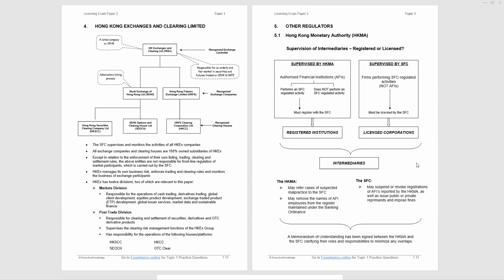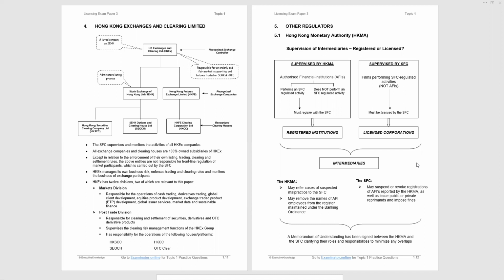Now, other regulators, the Hong Kong Monetary Authority, that's fairly important. It may not be directly examined at paper 3, but you should be aware that authorized financial institutions, and I'm on the left-hand side of the diagram, authorized financial institutions, which are principally banks, are directly supervised by the HKMA. Those that perform an SFC regulated activity, and for us that's activity 2, 5 and 7, they must register with the SFC and they will be known as registered institutions. For everyone else that's performing SFC regulated activities, that's those that are not AFIs, not banks, they must be licensed by the SFC and are known as licensed corporations.